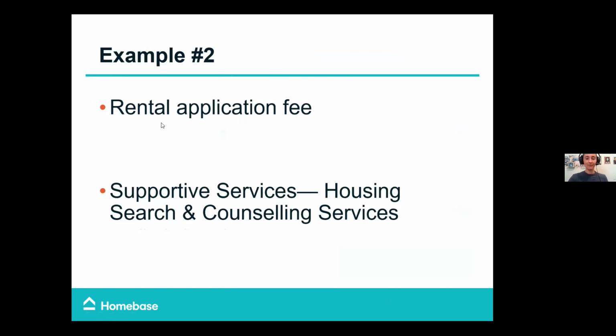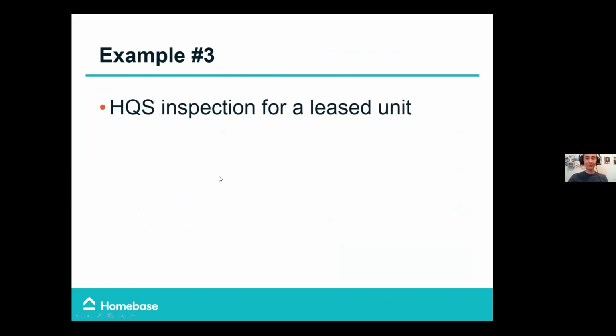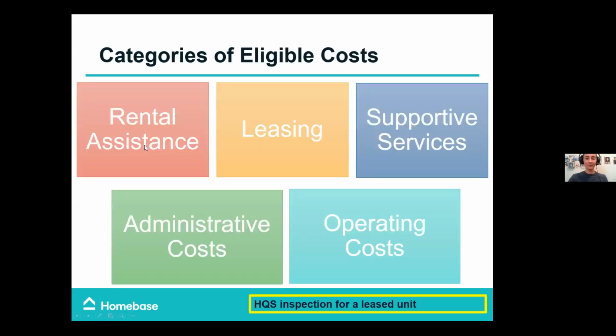Now, if you'll oblige me, we have one more example of a cost. Next slide. Which is an HQS inspection for a leased unit. So again, we're asking the same question. Which eligible cost category would this fall under? Next slide, please. We go back to that same reference point. Here with HQS inspections, I might think this falls under administrative costs because it has to do with compliance. So maybe I'll start there.